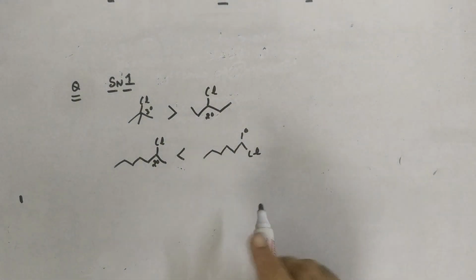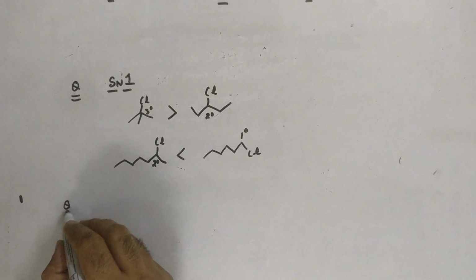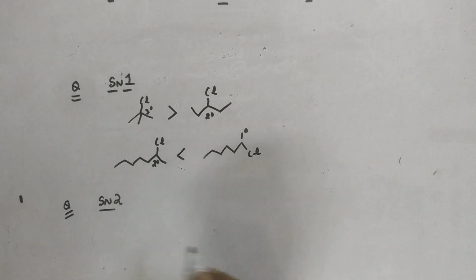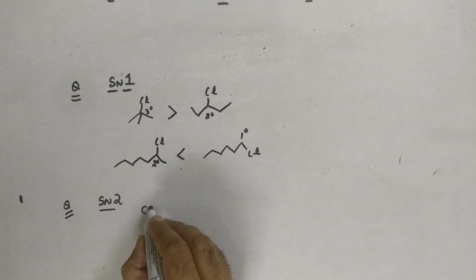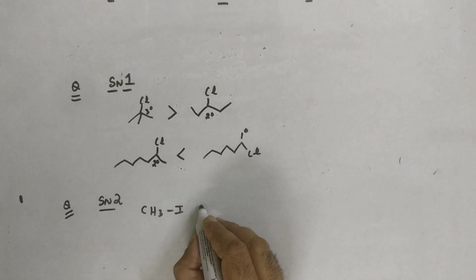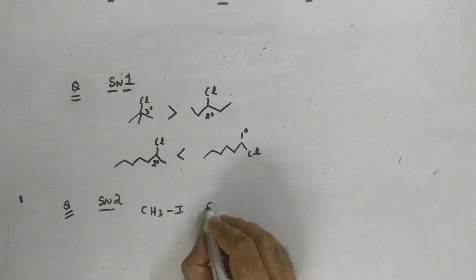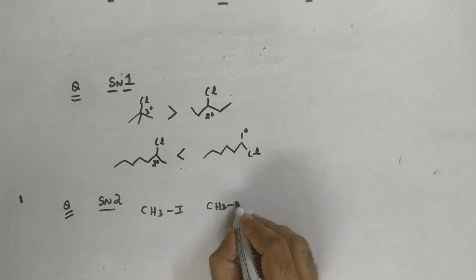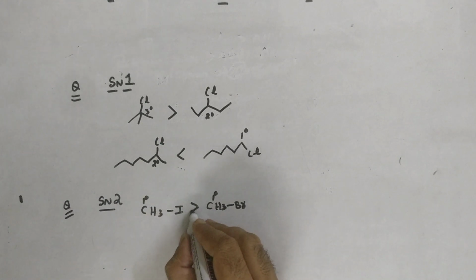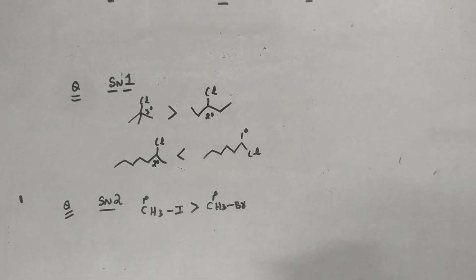Another NCERT question given at the back: we have to compare the reactivity in the SN2 mechanism. In SN2, remember the order of reactivity? Primary, then secondary, and then tertiary. So we have this compound, and another one, CH3Br. Both of them are primary. If both of them are primary, who will be more reactive? The iodine one is better than the bromine one, then the chlorine one, and so on.